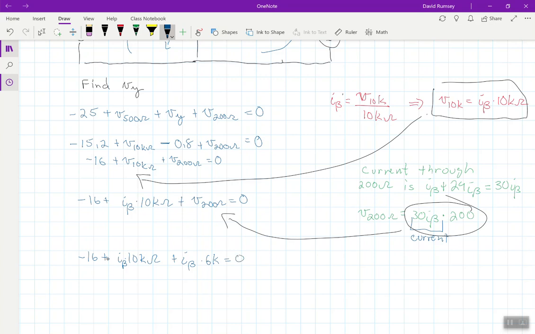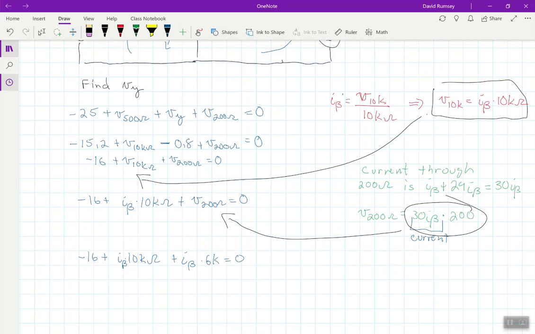Now notice here, I now have one equation with one unknown. It doesn't give me what I'm looking for, this Vy, but it's giving me more information about the circuit. I'm able to find a current. And once you're able to find something like a current or a voltage of just even one circuit element, that's good news, because then we can usually start getting more information about other circuit components.